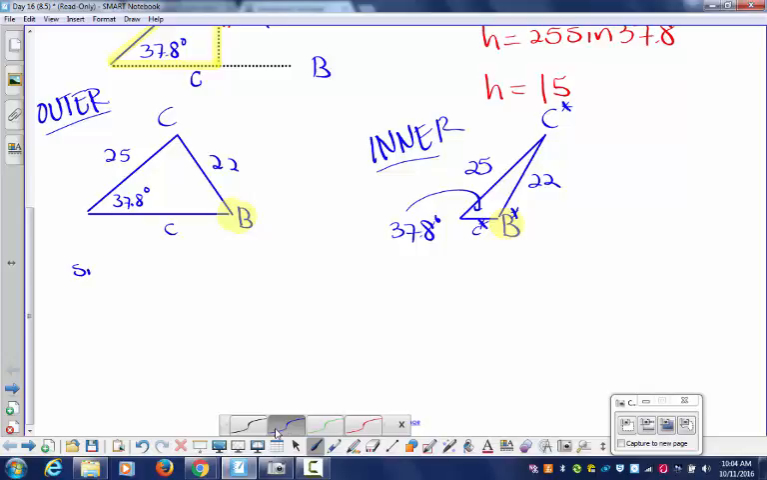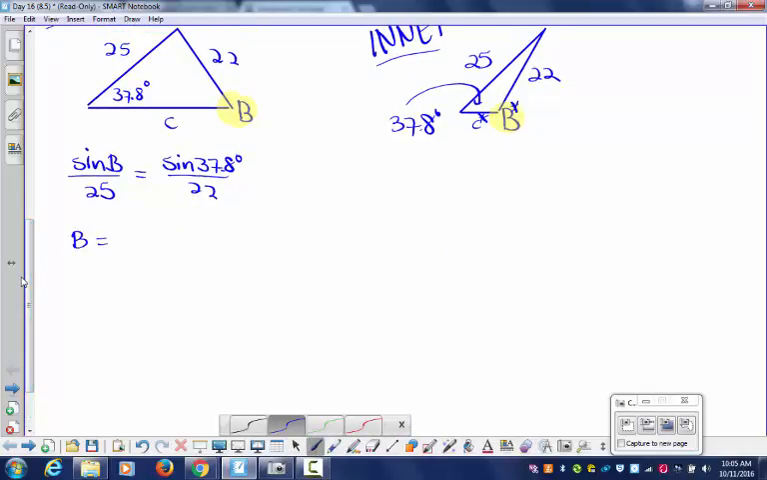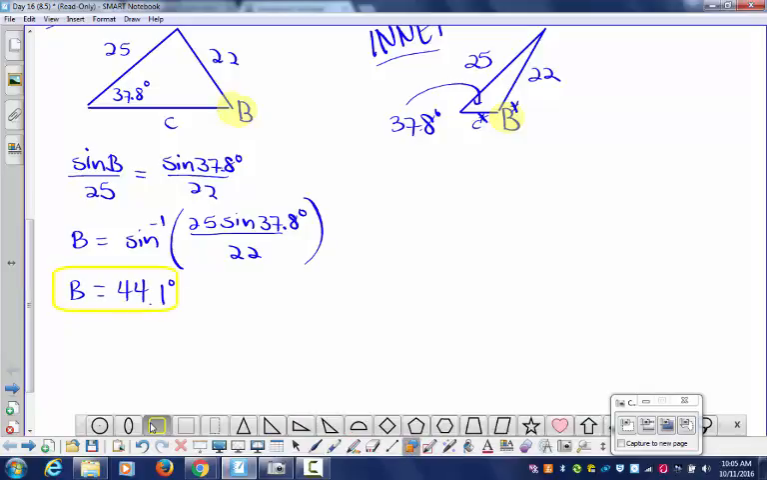And we'll put B on top, so it would be sine of angle B divided by the side opposite. And then the ratio that we're going to use will be right there, so that will be sine of 37.8 degrees divided by 22. And so angle B will be, multiply both sides by 25, and then take the inverse sine of both sides. Well, somebody type that into your calculator. 44.1. Thank you. So that will be our angle B.